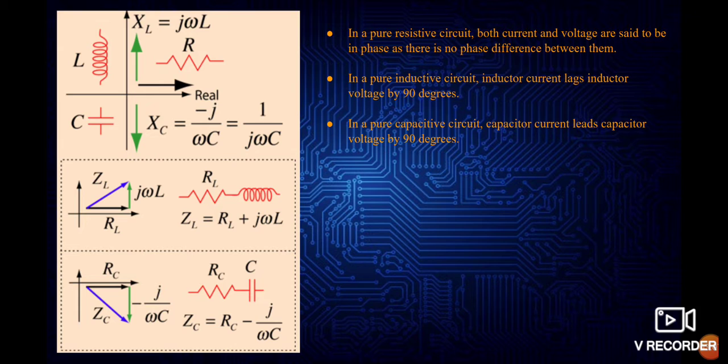On the left hand side, I have given the graph for the inductor and capacitor, where it will represent leading and lagging nature of the passive elements inductor and capacitor. In a pure resistive circuit, both the current and voltage are said to be in phase, as there is no phase difference between them. In a pure inductive circuit, the inductor current lags behind the inductor voltage by 90 degrees, and in a pure capacitive circuit, the capacitor current leads capacitor voltage by an angle of 90 degrees.